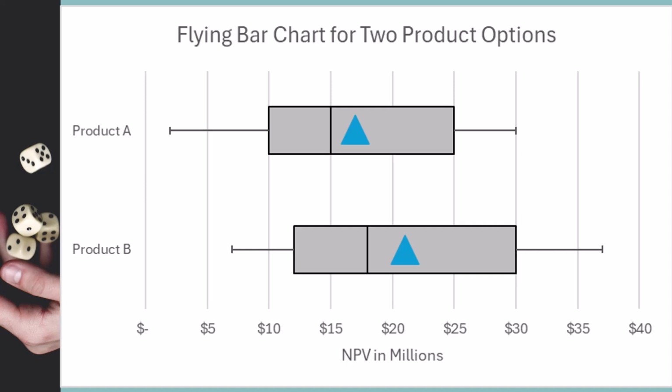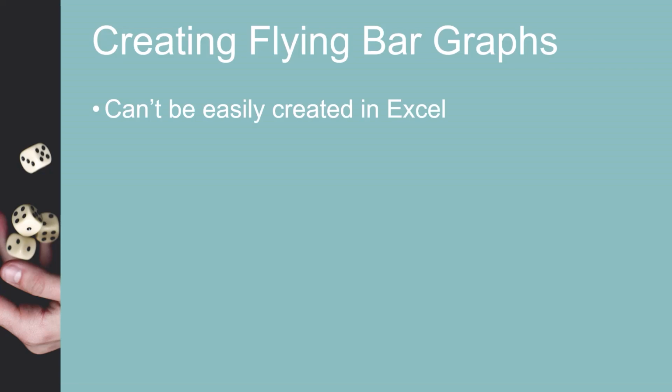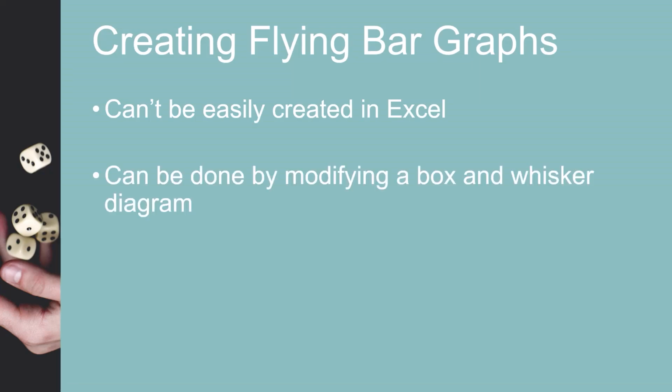There is not a high likelihood that wings, in other words tails, may occur, but they may have a significant impact on a company. A drawback of flying bars is that they can't be easily created in Excel. It can be done by modifying a box and whisker diagram in Excel.